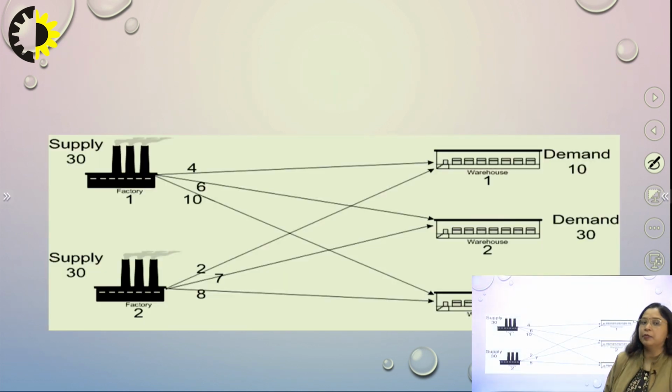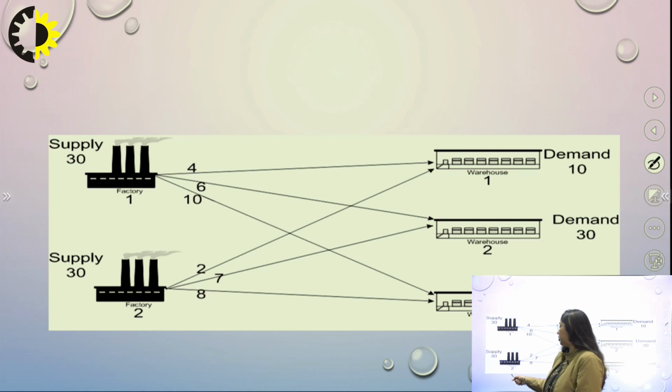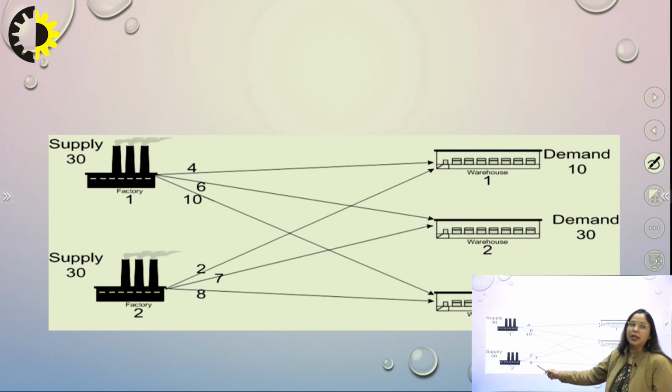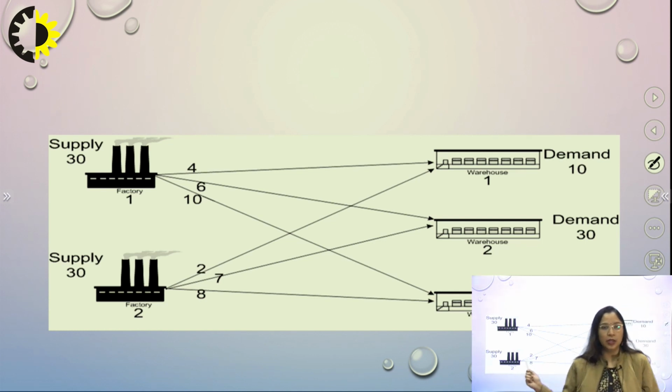This is a simple example in a graphical view. Here we can see that there is factory 1 and factory 2. It has a supply of 4, 6 and 10, which it is supplying to the demand of warehouse 1, 2 and 3. Similarly, in the case of factory 2, they are supplying 2, 7 and 8 to the first, second and third warehouse. The total demand of the different warehouses is given there.